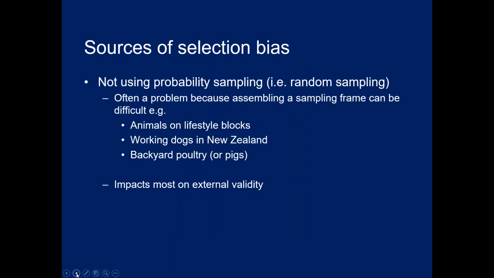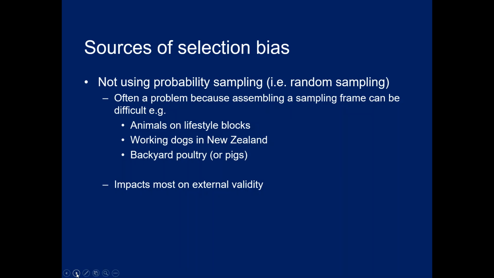One of the sources is not using probability sampling, or random sampling, and it's often an issue because in order to randomly sample, we need to actually know who everyone is that we can sample from. We call that list of people or animals a sampling frame, and actually getting a sampling frame is really hard. For example, if we wanted to collect information on animals on a lifestyle block, we have no knowledge of where those small-scale hobby farms or lifestyle blocks exist in New Zealand, or in most countries actually.